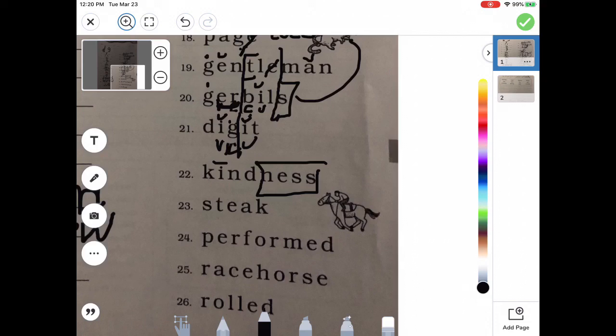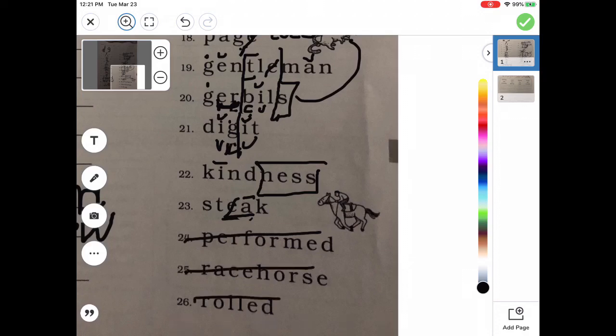All right, and then number 23, what do you notice about it? It's got digraph EA. But remember, it can make 3 different sounds. So let's try it with the long E first. Steek. Is steek a word? No. Let's try it with a short E now. Steck? No. So what's the other way we can do it? That's right. Long A. Steak. Is steak a word? Yes. All right, and we're going to go ahead and skip the last 3.